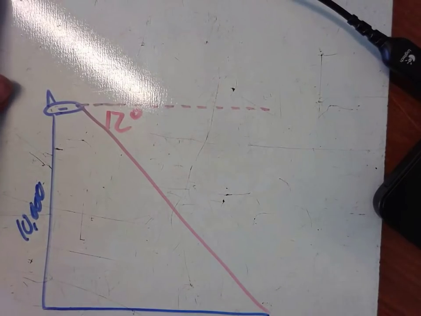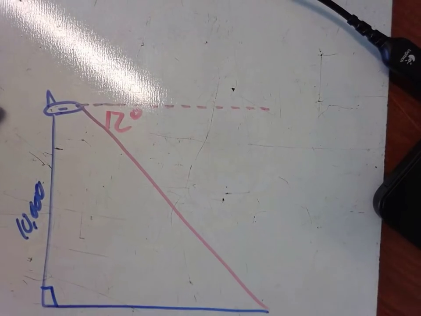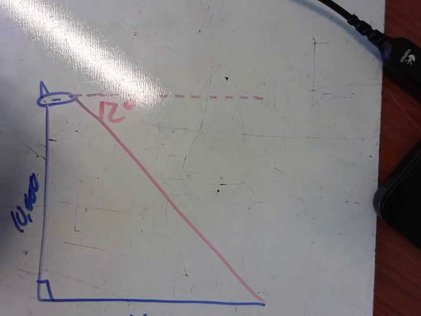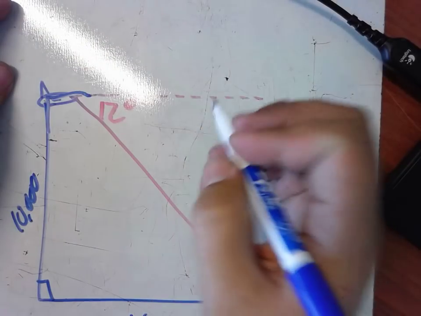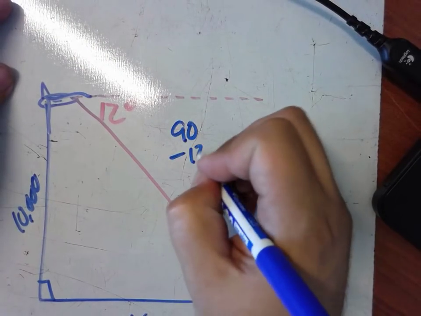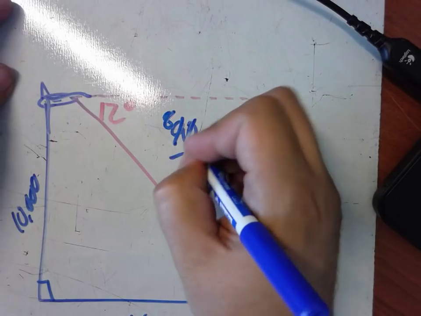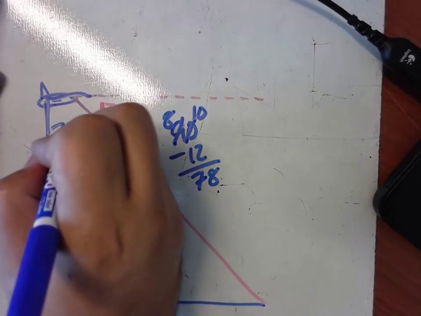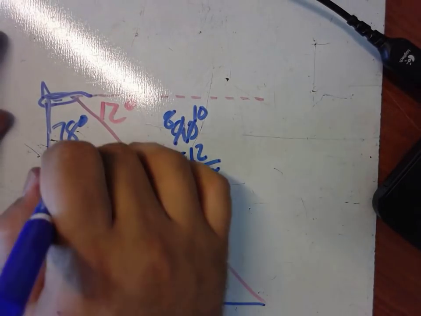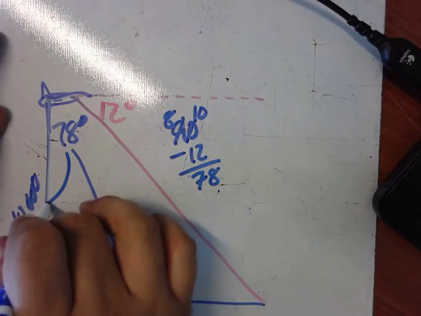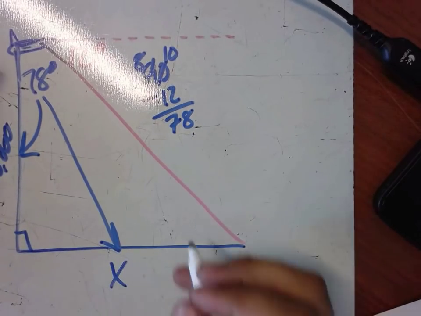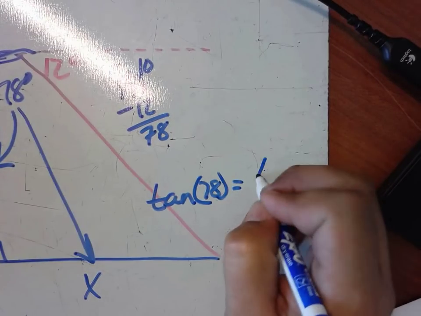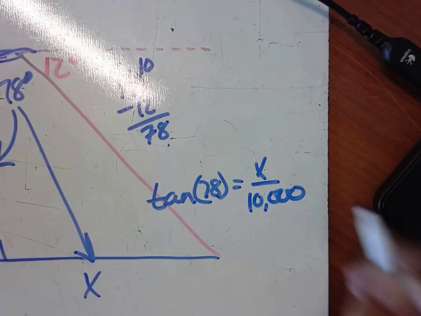So we need the horizontal distance. Right angle. This angle is not inside my triangle. I need to put it inside my triangle. How do you get it inside your triangle? Well, this is a 90-degree angle, so it's 90 minus 12, which is going to be 78 degrees. Now that's opposite, that's adjacent, so it's the tangent of 78 degrees equals opposite over adjacent.